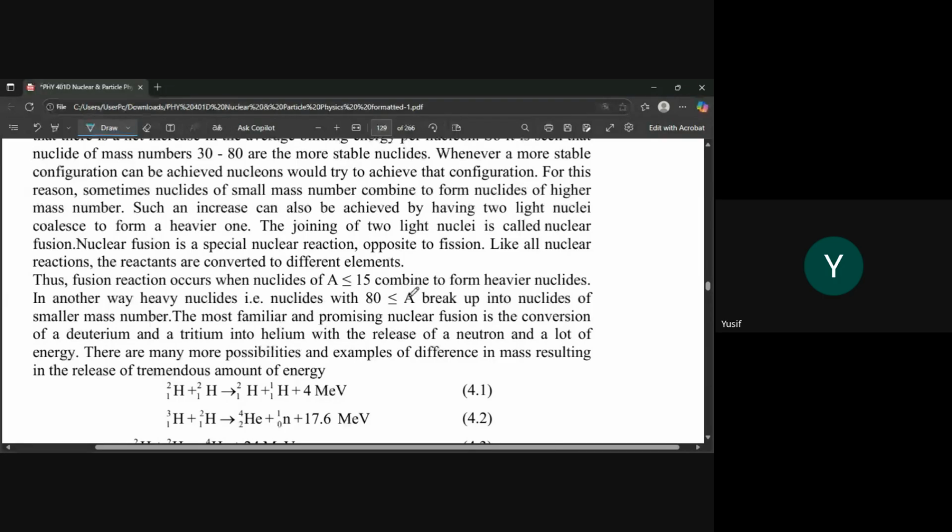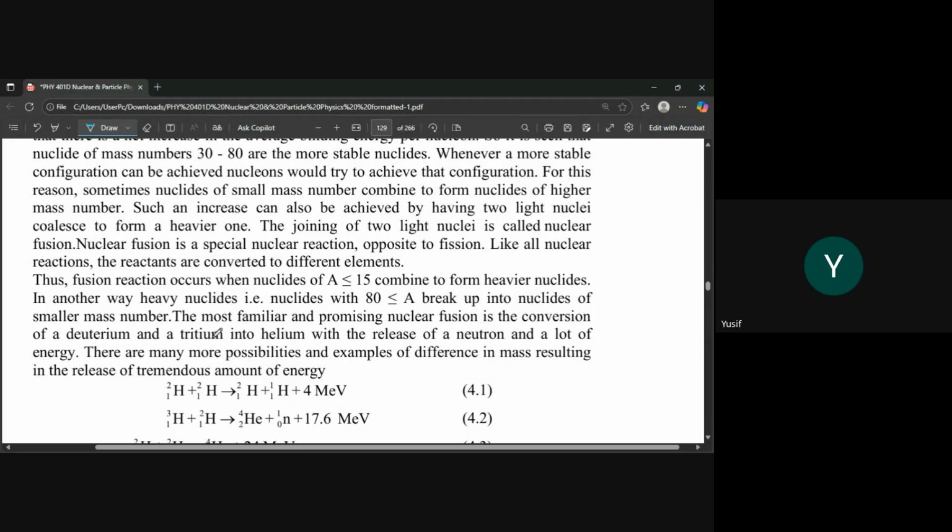With nuclear fission, we said the mass number should always be greater than or equal to 80. But in fusion, it has to be less than or equal to 15. So the smaller ones come together to form a big one, but with fission, it's the bigger one that separates into two smaller ones.